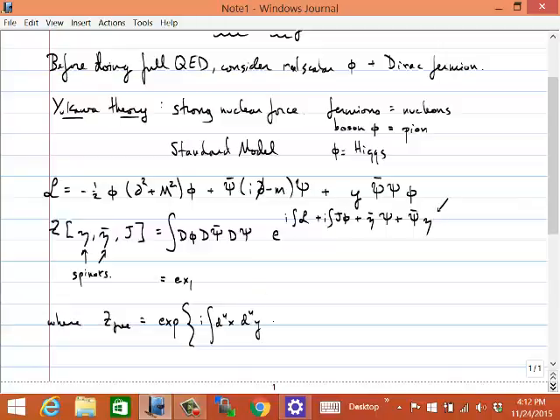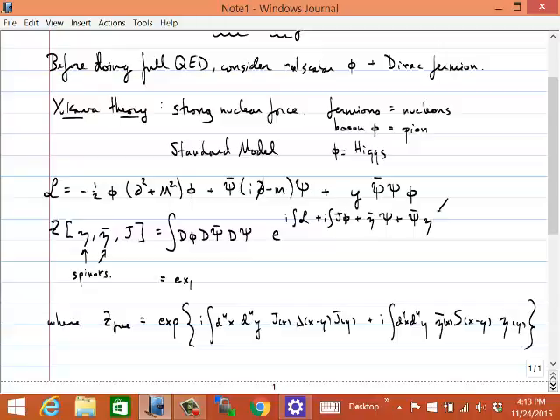And so you would get one term that looks like j of x, delta of x minus y, j of y, where delta is the scalar propagator. And then you would get a second term involving the spinors, so you would get an eta bar s of x minus y eta, where these are evaluated at x and y, where s is the propagator of the Dirac field. So formally speaking, you could view this z free as the result of a Gaussian integral.